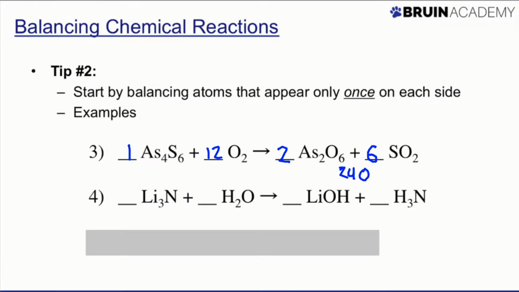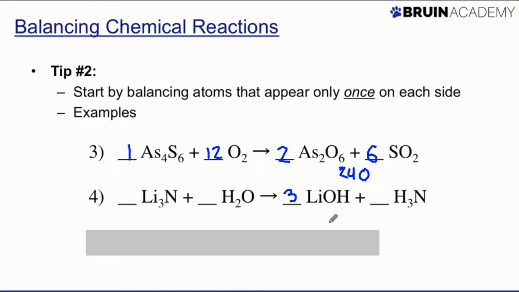Okay, so this one, let's start again with an element that only appears once on each side. So an example of that's going to be lithium, right? I have 3 lithiums on the left, 1 on the right. I want it to have 3, so I put a 3 right here. Okay. Let's look at another element. Well, let's do nitrogen, right? Nitrogen's already balanced. I have 1 on the left, 1 on the right. I don't have to do anything there.